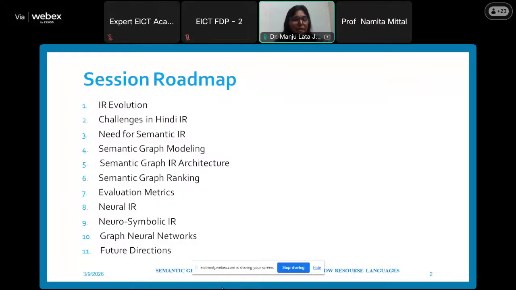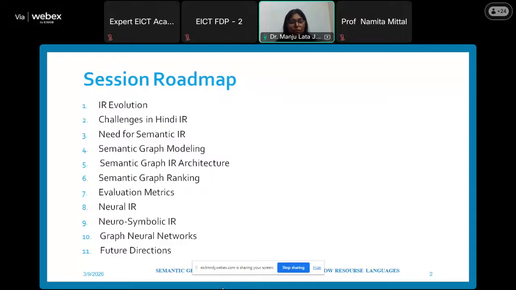All right. So in this session, we will be covering information retrieval, how the information retrieval concept evolved during these years. Then challenges, what kind of challenges information retrieval faces with a specific reference to Hindi. Then to overcome those challenges, how semantic IR will be helping. We will discuss that. Semantic graph modeling. Semantic IR can be done in different ways. One of the ways is by creating semantic graphs. So we will be discussing how semantic graph information retrieval architecture works.